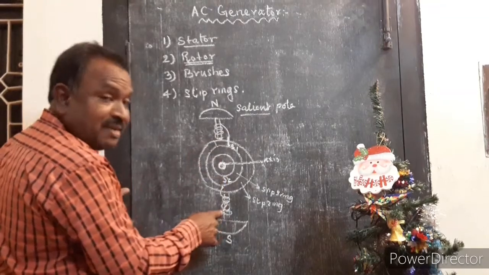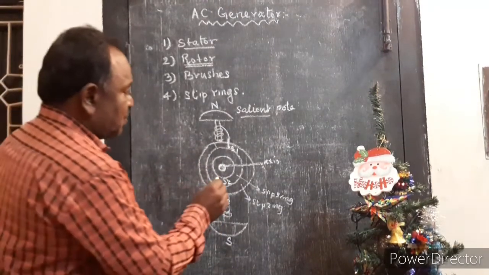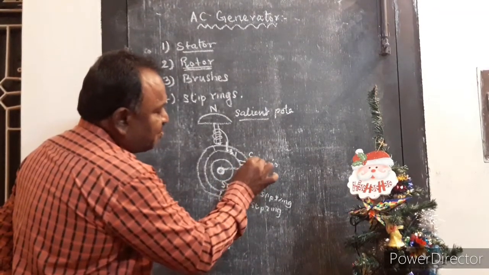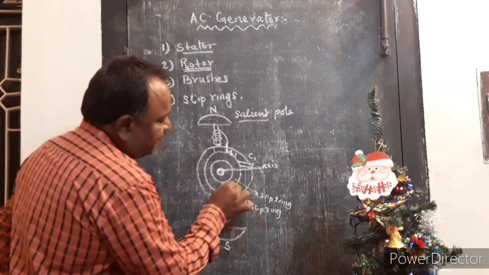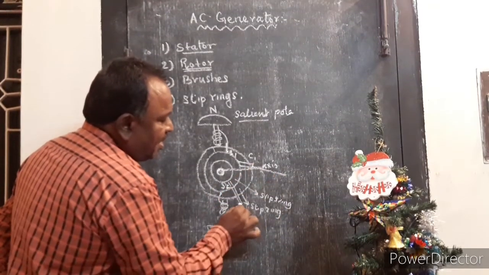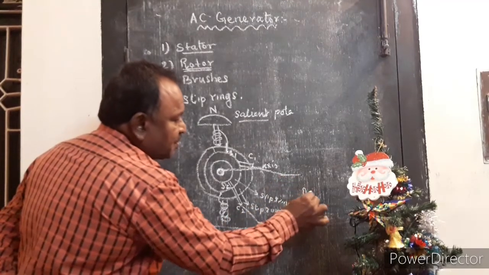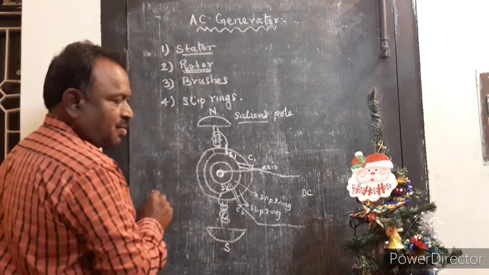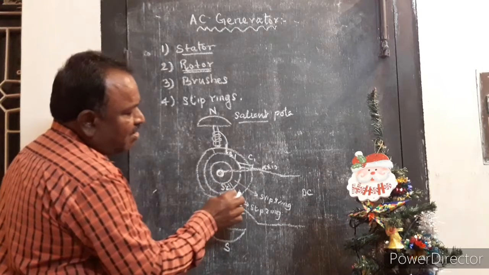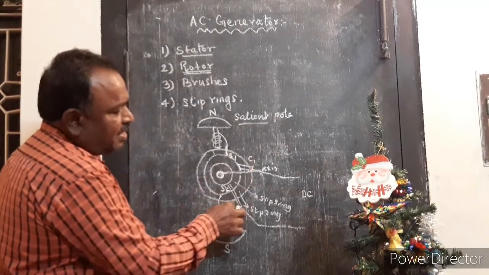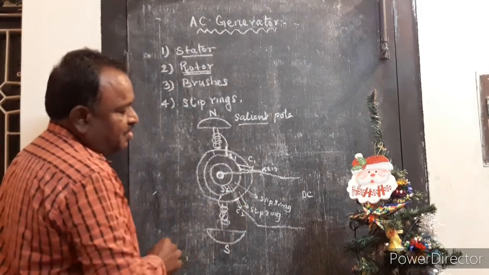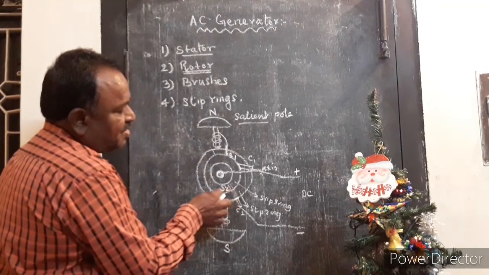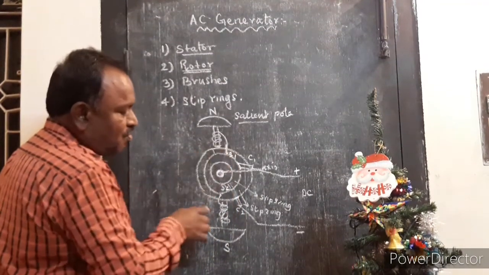So these coils are excited by using a DC source. We have two brushes, brush C1 and brush C2, connected to a DC source. When current is allowed to pass through these brushes, C1 and C2 are always in contact with the slip rings S1 and S2. One is positive and the other is negative. Current will reach the slip rings S1 and S2 and flow through the coil.